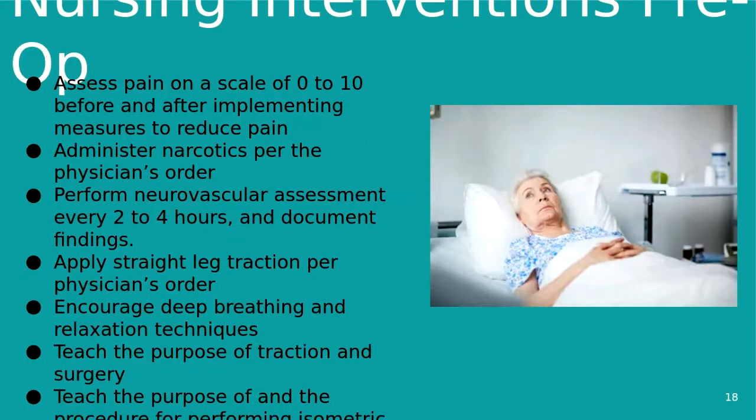Okay, the font is kind of messed up, but these are the nursing interventions before surgery. Ultimately, Georgia Robinson has to go to surgery for her hip fracture. Before surgery, you would want to assess pain on a scale of 0 to 10 before and after implementing measures to reduce pain. You will administer narcotics per the physician's orders, perform neurovascular assessments every 2 to 4 hours, and document findings. You would apply straight leg traction per physician's orders and encourage deep breathing and relaxation techniques.